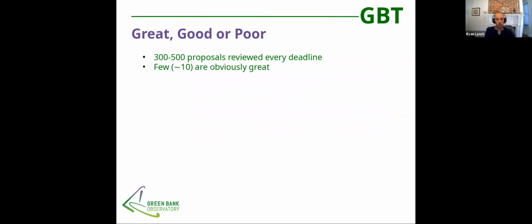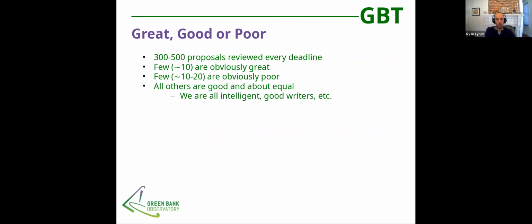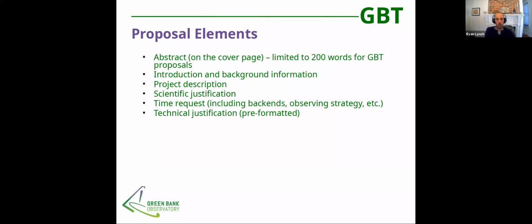So just some statistics on the number of proposals that we get. The numbers vary from semester to semester, but typically we review somewhere between 300 and 500 proposals. And the majority of those are pretty good and roughly equal. We're all fairly well-educated and creative scientists, so you would expect most of the proposals to be pretty good. And so you need to differentiate yourself from those large numbers of proposals in order to make sure that you have a ranked score which is high enough to actually achieve time. So what are some tips for doing that?